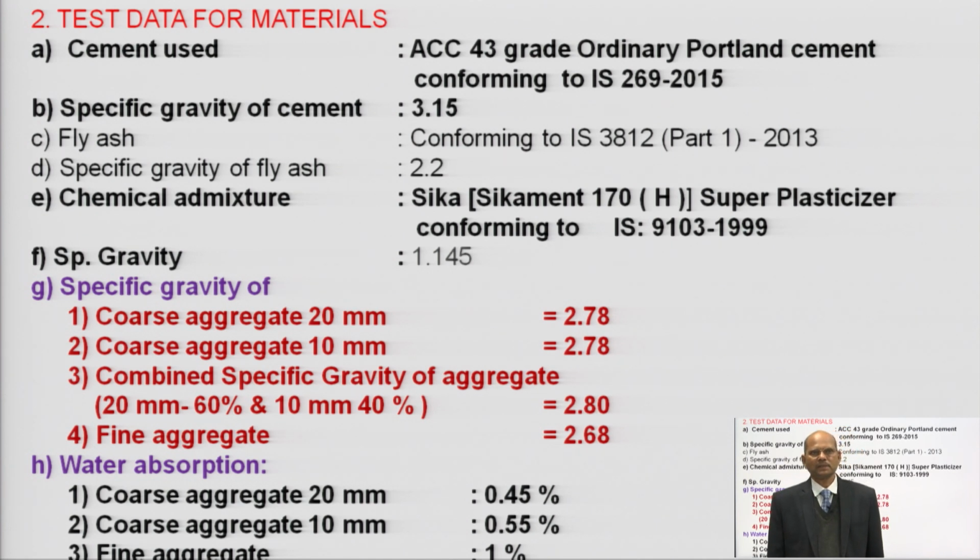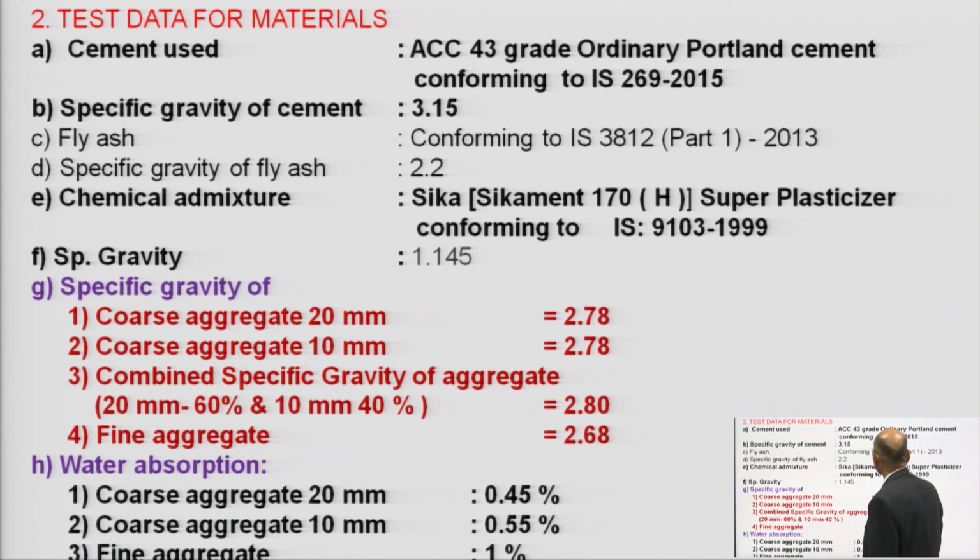The combined specific gravity is also 2.78, with 20 mm being 60% and 10 mm and downward being 40%. The fine aggregate specific gravity is 2.68. Now you see the coarse aggregate, this data is not required, here there is a typographical mistake. The combined will also be 2.78. So the fine aggregate has a specific gravity of 2.68.